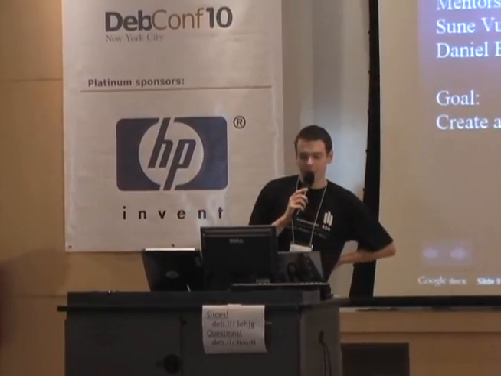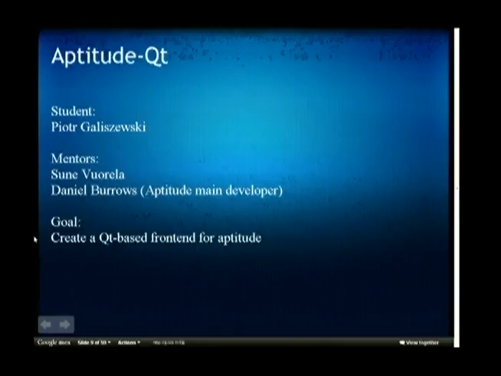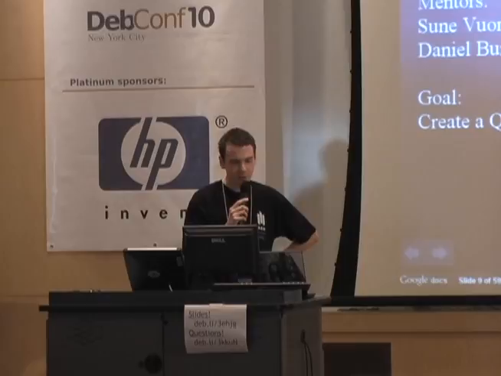Hello, my name is Piotr Galiszewski. I'm from Poland and I'm working this summer on the Aptitude Qt project. My mentors are Sune Vuorela and Daniel Burrows. The main goal of my project is to create a Qt-based front-end for Aptitude. This front-end should have, at the end of the summer, or probably a little later, all features from the GTK front-end or the NCurses front-end.